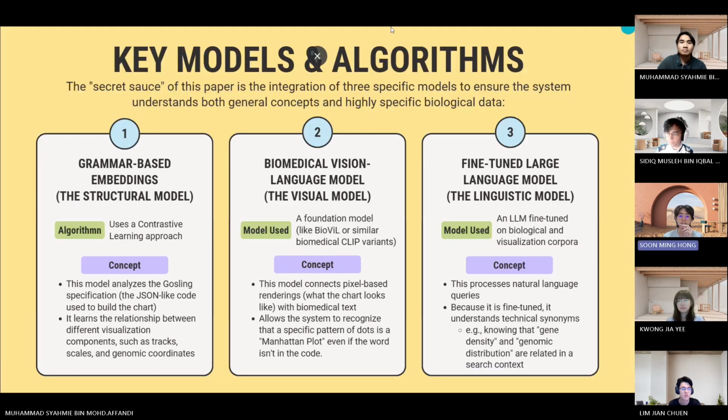The engine behind this is a combination of 3 specialized models. First, a grammar-based model. This uses contrastive learning to understand the structural DNA of the visualization code. Second, a biomedical vision language model. This allows the system to see a chart and recognize complex patterns like a Manhattan plot by linking pixels to medical terms. Third, a fine-tuned LLM. This handles our human query, ensuring the system understands biological context and technical terms.